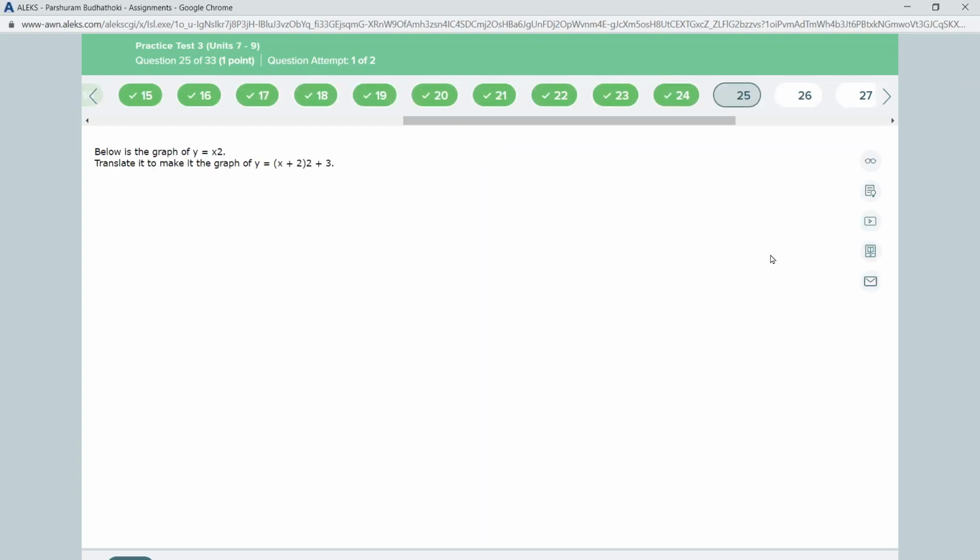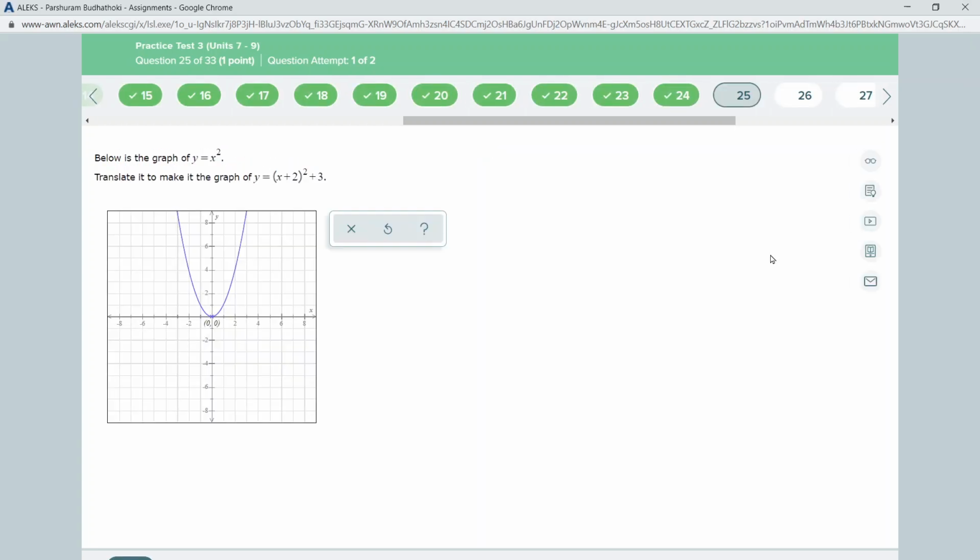Let's go to problem 25. You have given x squared. This is exactly the same problem we already did. This is shifting 2 unit to the left and 3 unit down. Yes, this (0,0) goes to 2 unit left and 3 unit down. Check.